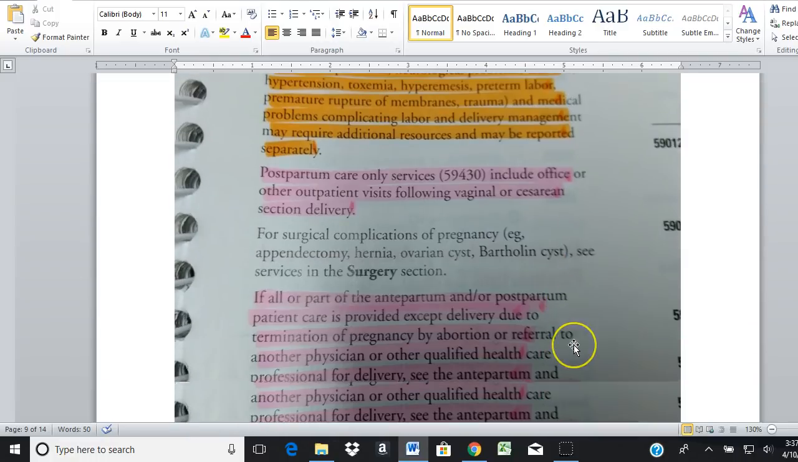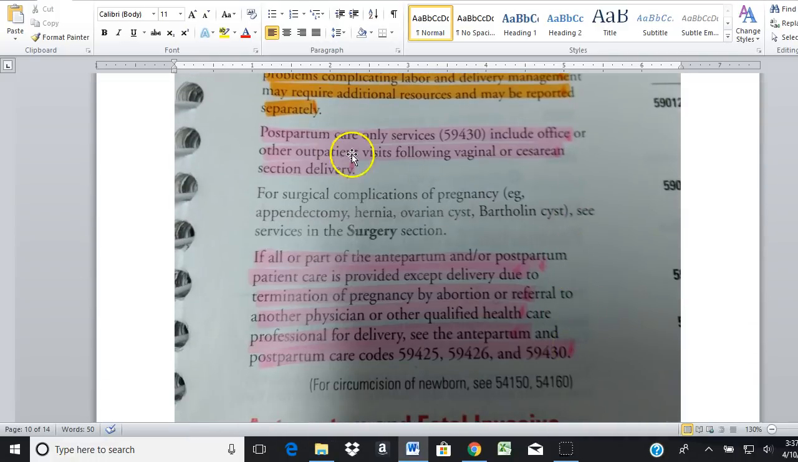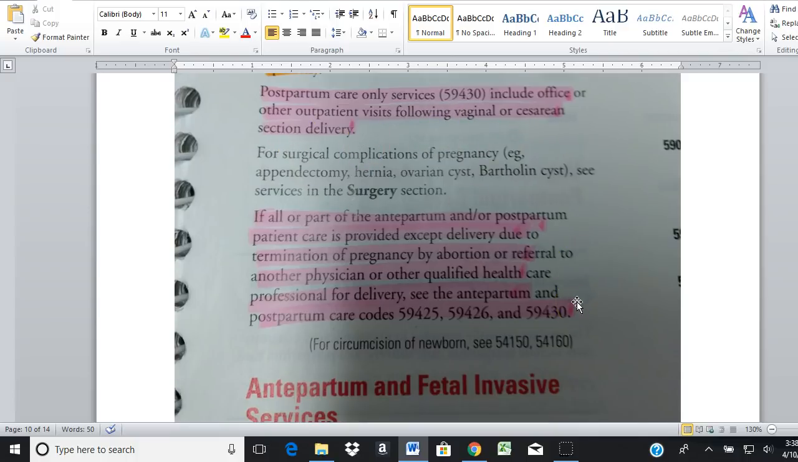So it goes on to tell us, though, for postpartum care only services, 59430, this includes office or other outpatient visits following vaginal or cesarean section delivery. So for instance, again, mom could be visiting someone out of area, out of state, and she goes into labor. We still have codes for those, even if she's not being seen by her normal OBGYN.